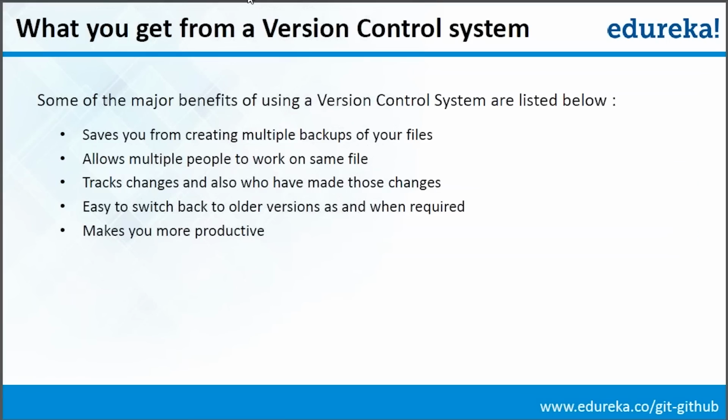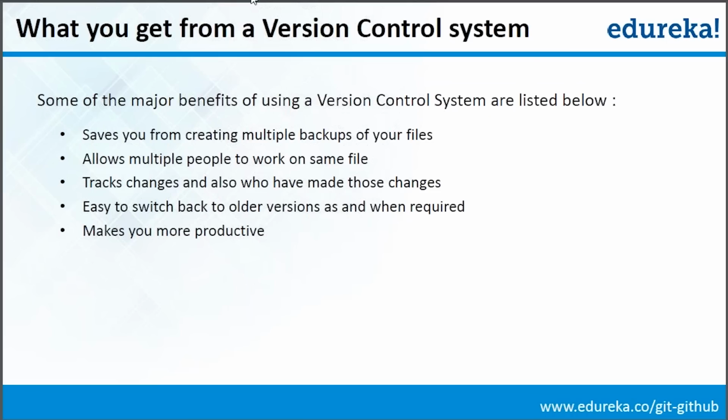Now, what do you get from a version control system? What are the major use cases? Firstly, it saves you from creating multiple backups of your file. What we saw previously, you had some 10-15 folders with various names, and finally you'll be running out of names. So it saves you from creating multiple backups, and it also allows multiple people to work on the same file.